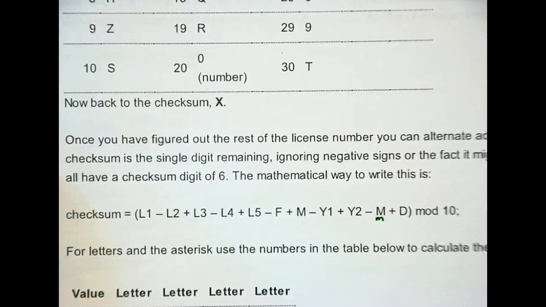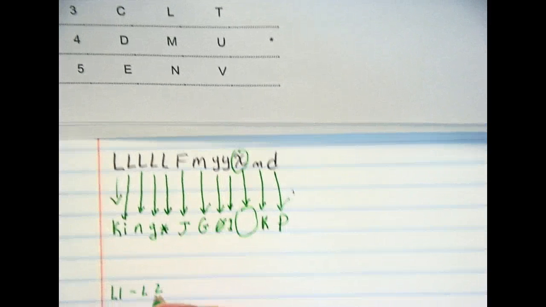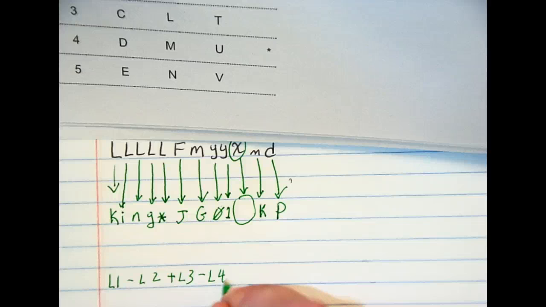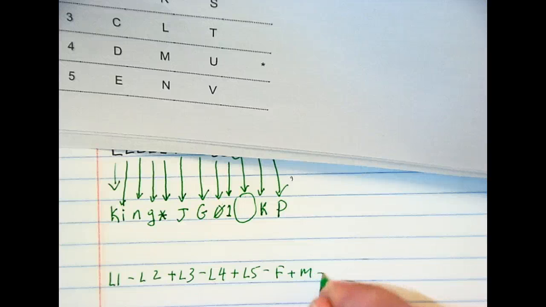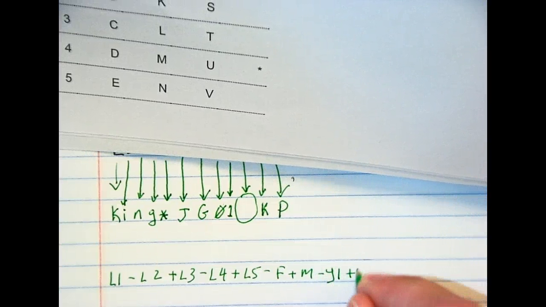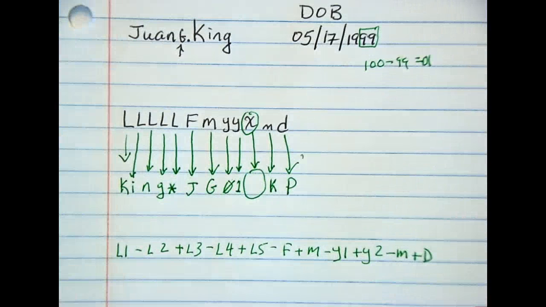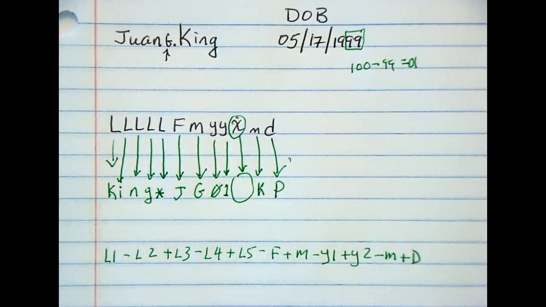So for instance, for Juan, I'm going to rewrite it here. It should be L1 minus L2. Can you guys see that? Yep. Plus L3 minus L4 plus L5 minus F plus M minus Y1 plus Y2. Okay. So with that being said, L1, we have to actually have values for these things. Now, let me see if I can get both of these on the same page.